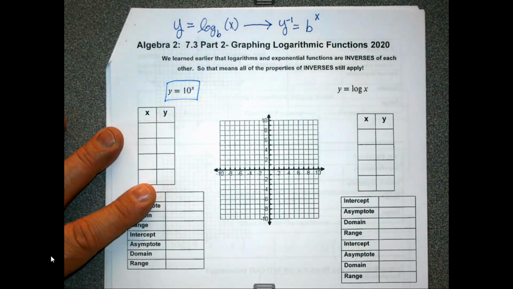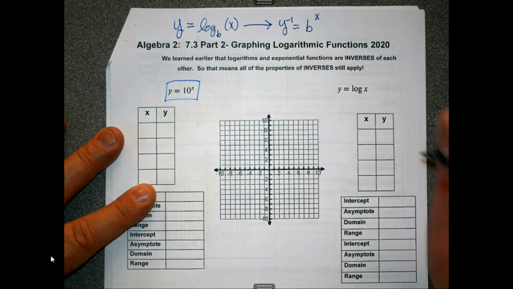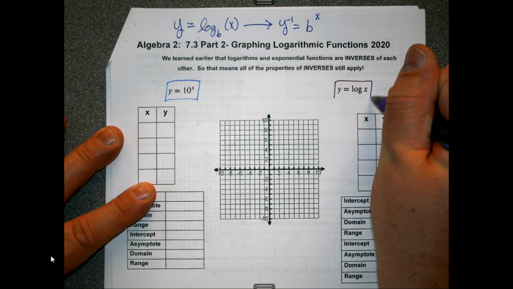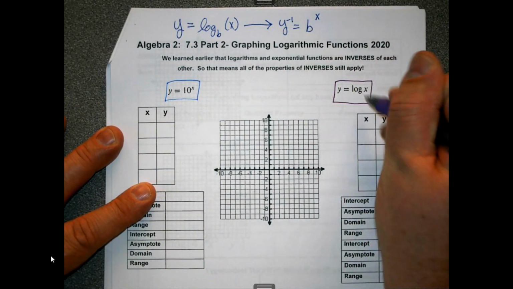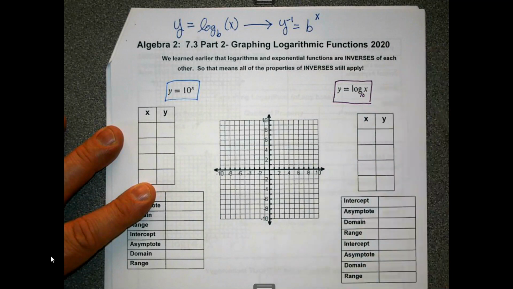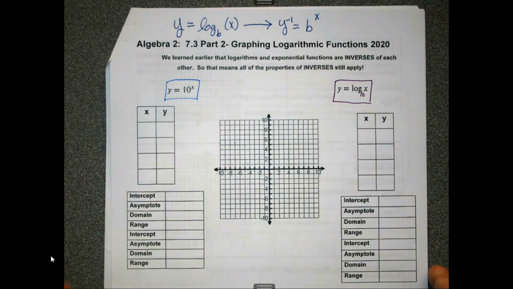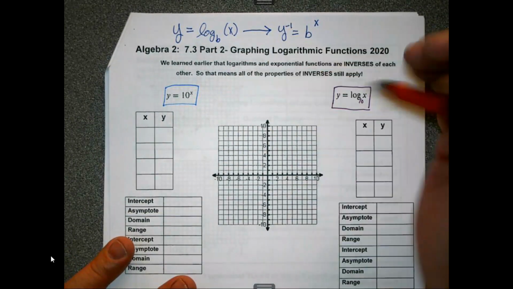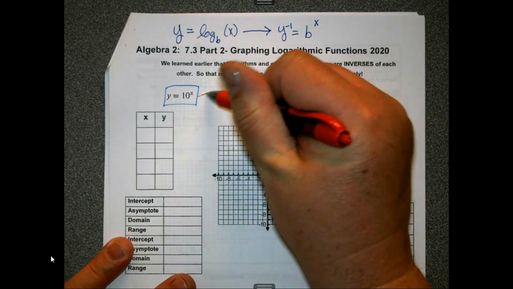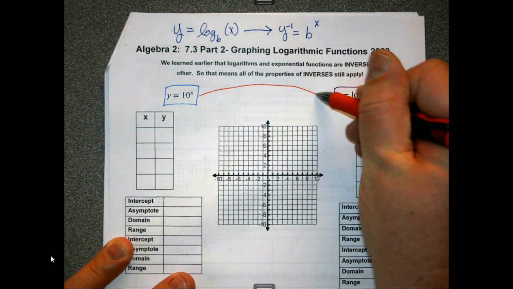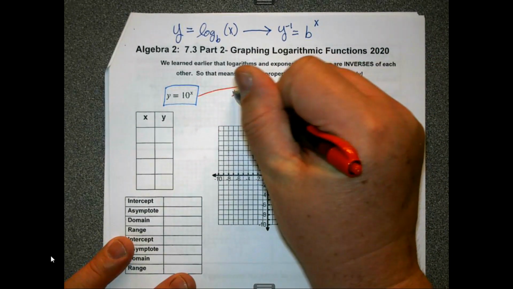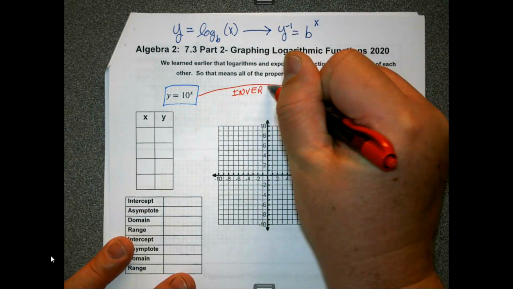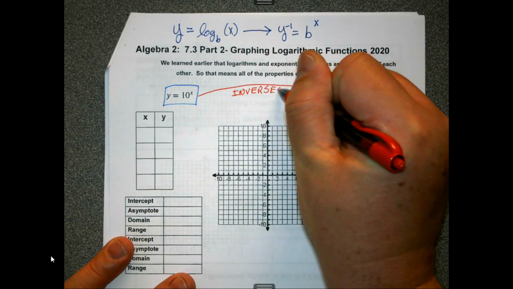and take a gander at y equals log. By the way, that's common log, so what's my base? 10. What can we say about these two? Well, they're not the same, but they are inverses of each other. Very good.